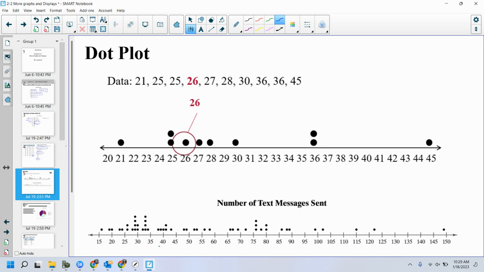You put it on a number line. You could go by intervals. You could go by single values. Doesn't matter. Just make sure you note it on your number line. Then you just put a dot for every placeholder that you have. So it looks like there's 4 people that had probably 33. Seems like a low number. 33 text messages sent per day. I think that's a low number.